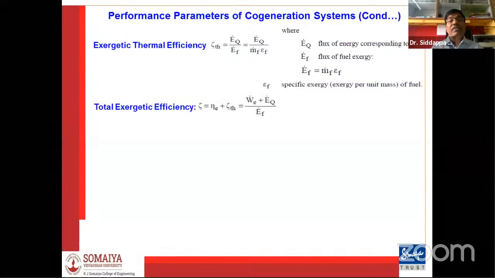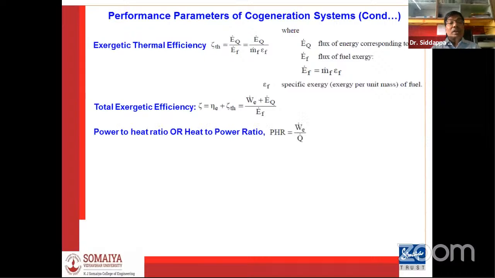Now for the total exergetic efficiency, you can add the electrical energy and the exergetic energy calculated from the thermal system. Because in exergetic analysis, I converted the thermal or process heat energy, whatever I used, into an equivalent electrical energy. Then I got the total exergetic efficiency of the system, which is nothing but the electrical efficiency plus the exergetic efficiency.